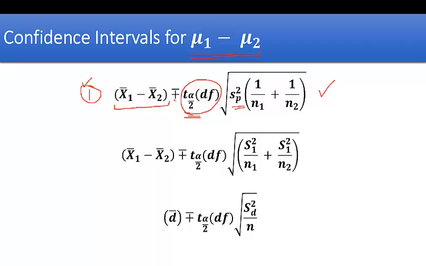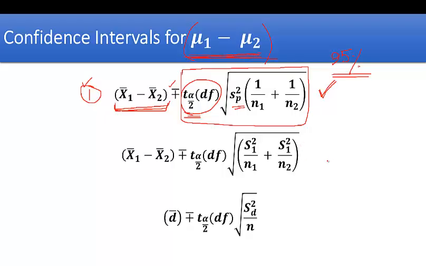If you add this number to x1 bar minus x2 bar, you will get the upper limit, and if you subtract it, you will get the lower limit. So the upper limit and lower limit comprise the confidence interval for mu1 minus mu2. If you calculate a 95% confidence interval, it means your alpha will be 5%, and the 95% confidence interval for the difference between population means will be interpreted like this: we are 95% sure that the exact difference of the two population means will fall in this interval which we have calculated.